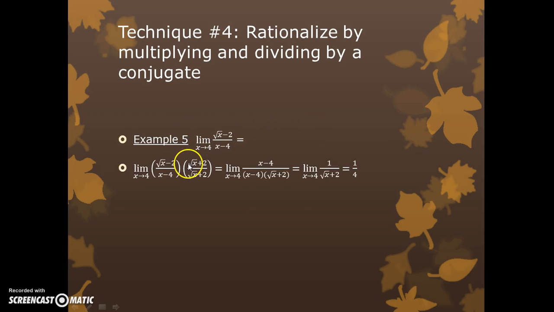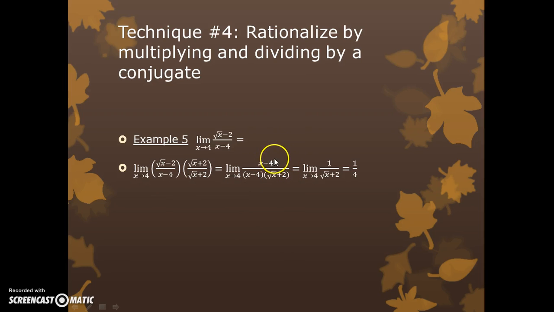So our trick here, in order to get rid of the 0 over 0 portion, is to multiply and divide by the conjugate of our numerator, the part that involves the square root. When we do that, we multiply and divide by square root of x plus 2 on the top and the bottom. The top will FOIL out to be x minus 4. The bottom I'm going to leave alone as x minus 4 times square root of x plus 2.